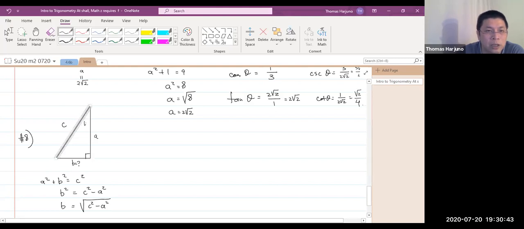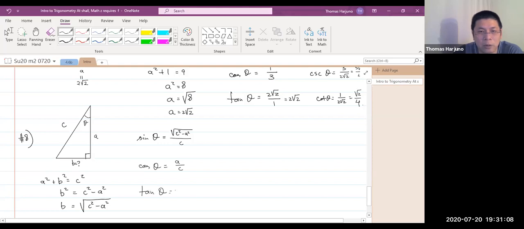Now this is theta here. Then what is sine theta? Sine theta will be the opposite, which is the square root of C squared minus A squared, over hypotenuse C. Cosine theta is simply A over C, and tangent theta will be opposite over adjacent.